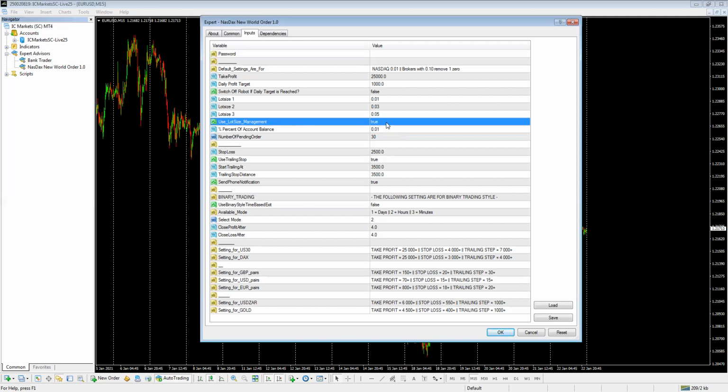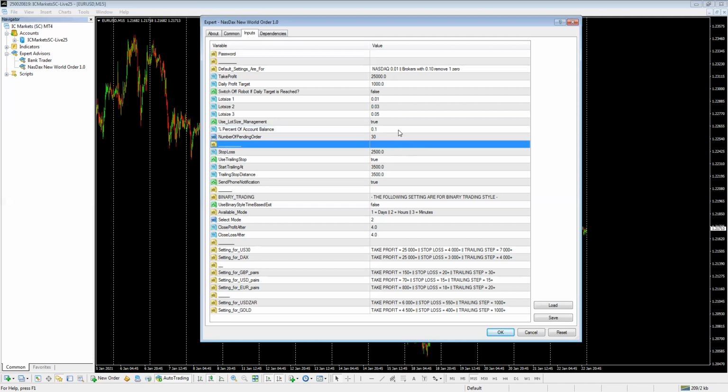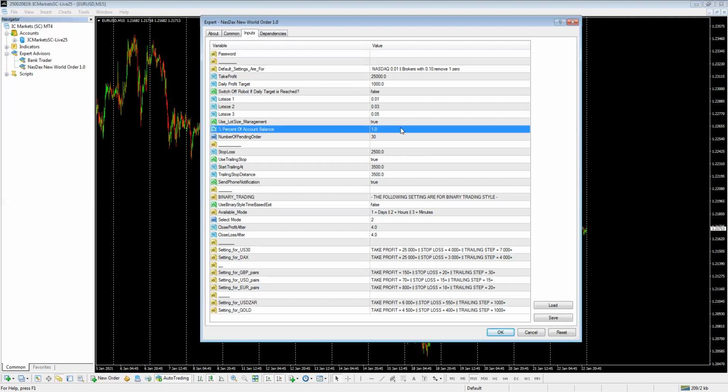So if you wanted to use the robot to start at 0.10, but your leverage is 2,000, you might find that you need to use 0.01. But if the leverage is lower, you might find you need to use 0.10. Depending on your leverage, say 1 to 500, you might find 1% is 1%. Then you can use the lot size that you expect it to use.